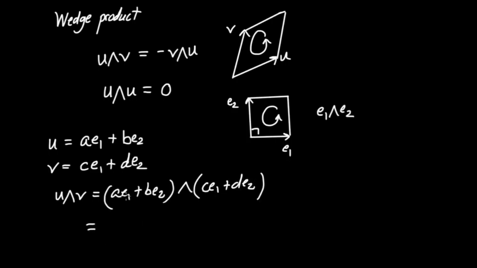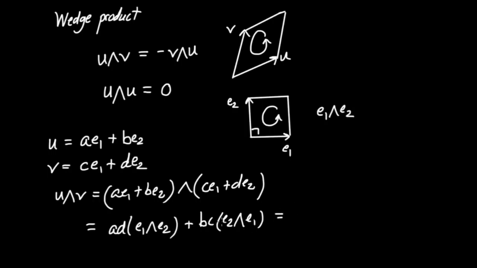And this wedge product has all the properties you would want it to have. You can distribute. So what happens here is I wedge this term with this first term. Since that's e1 wedge e1, that's going to disappear. Now I have a e1 wedged with d e2, so that's going to give me ad times e1 wedge e2. Let's have a look at this term. I'm going to wedge this term with this term, so that's going to be plus bc e2 wedge e1. Finally, I have b e2 wedged with d e2, but notice I have e2 wedged e2, that goes to zero, which means these are the only two terms that survive when I distribute.